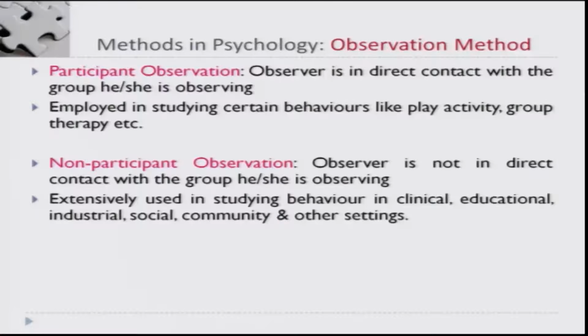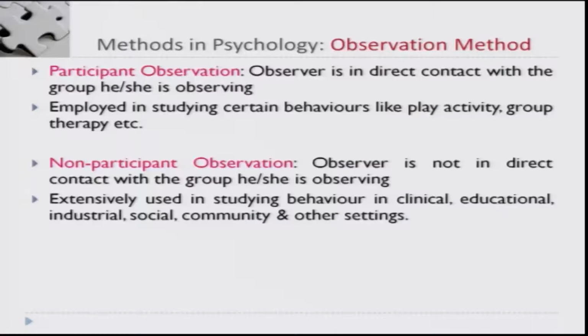Now, observation, as the name suggests, basically means there is an observer who would be looking at either the individual or a phenomenon. So, you can understand that there could be two broad categories of observation method. One where the observer participates in the process. So, the observer is in direct contact with the group he or she is observing. This is called participant observation. Such observations are important when you engage in something like play activity, or group therapy. So, you become part of the group and then you observe it. This is called participant observation.